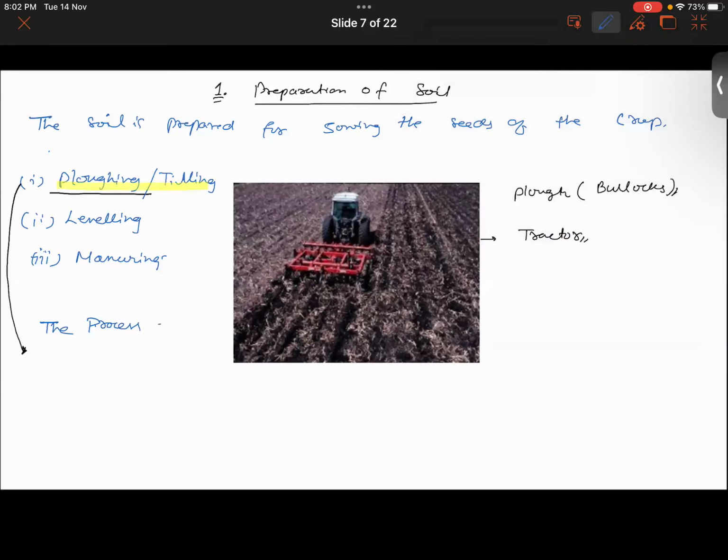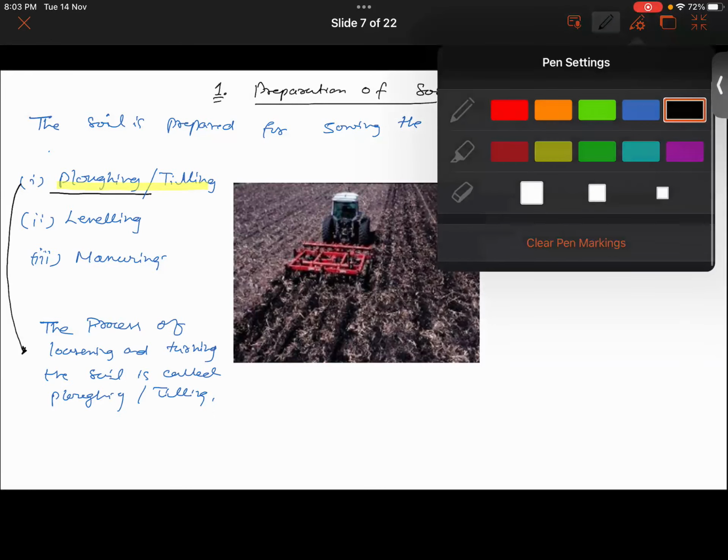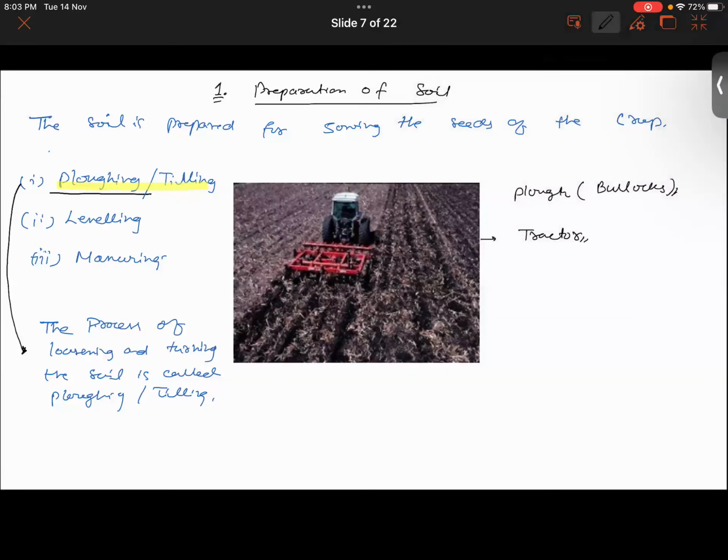Okay, so the process of loosening and turning the soil is called ploughing, or we can call it tilling also. And as you guys know, ploughing is done by using a simple implement called a plough. So there will be a simple implement used to do the process of ploughing that will simply be looking like this.